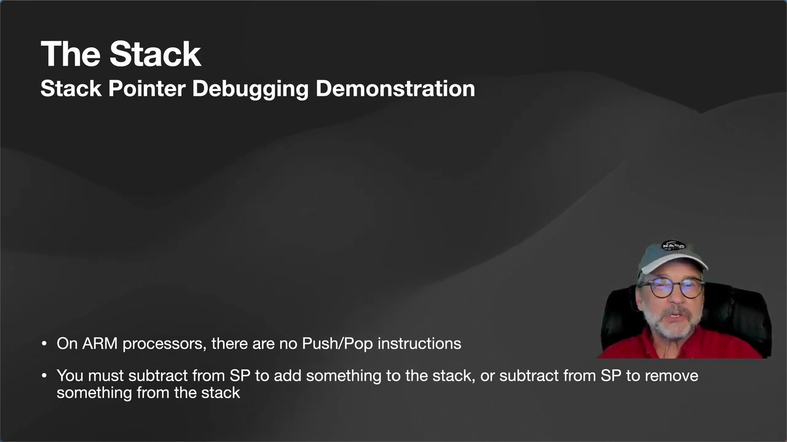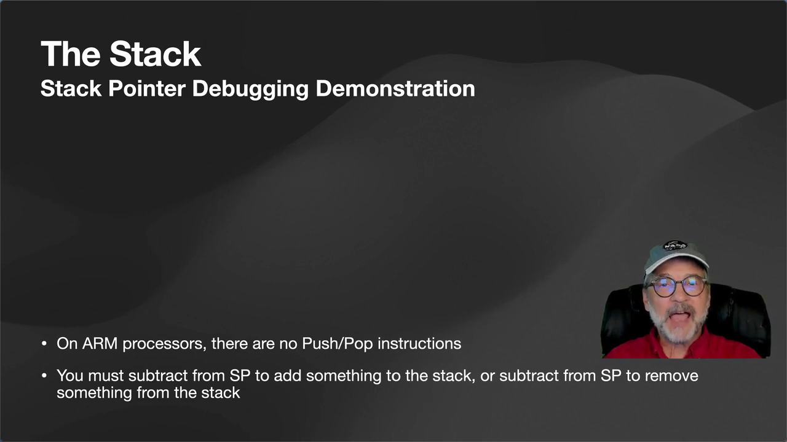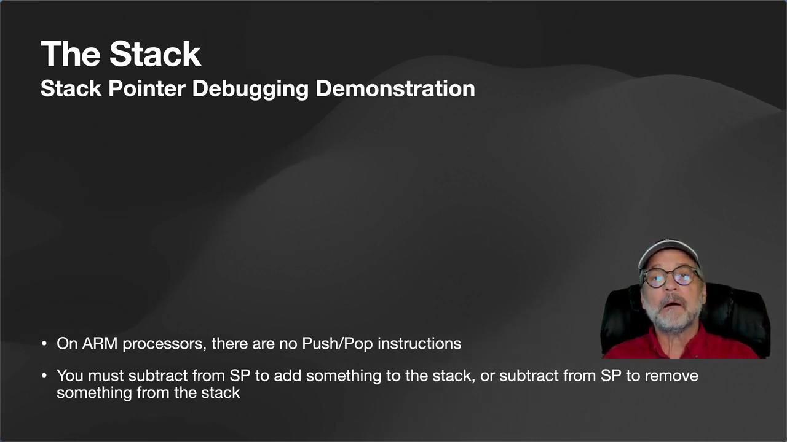But I need to show you the overview of what happens. As I said, on ARM processors, there are no push or pop instructions, so you have to manually subtract. As you push something or put something on the stack, you then have to subtract a value from the stack pointer. In this case, 16, because we're going to be working with a 64-bit application, and in ARM, the stack is aligned on a 16-byte boundary.